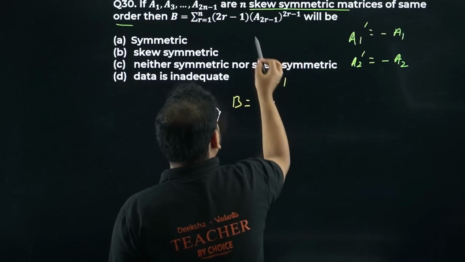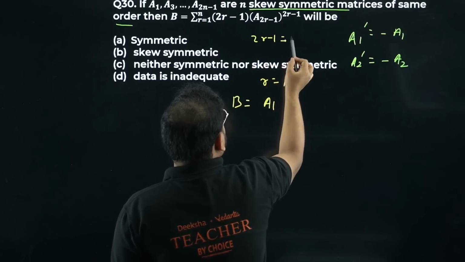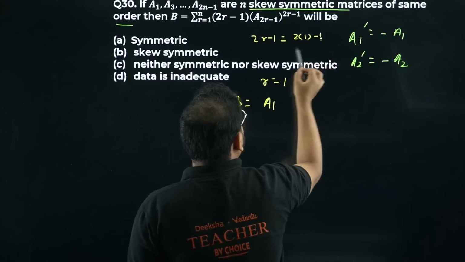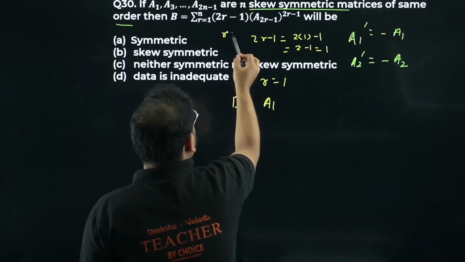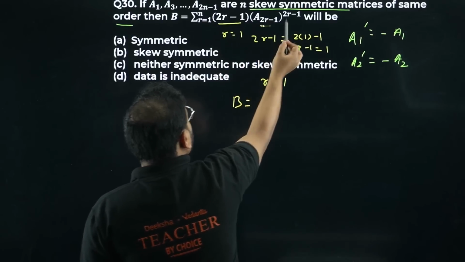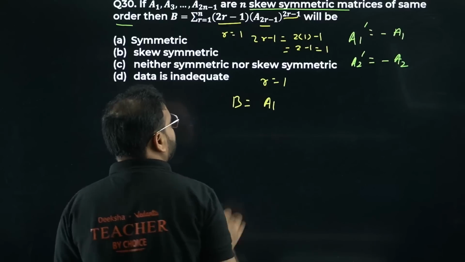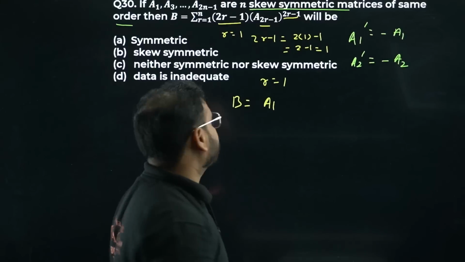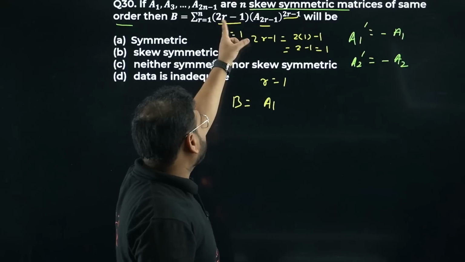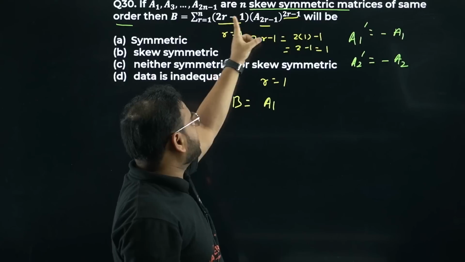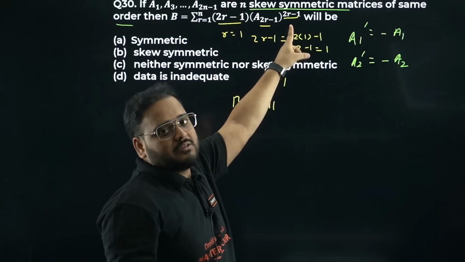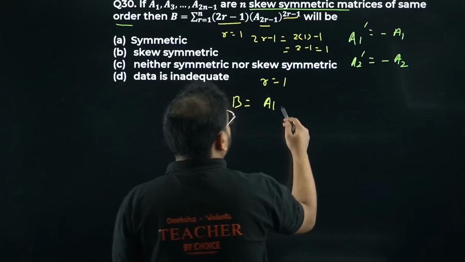A1 power, what is this? Please check here. 2R minus 1 will become 2 into 1 minus 1. So you'll have this as simply 2 minus 1. How much is that? 1. When R is equal to 1, this value 2R minus 1 will become 1 only, so you'll have this as A1. I'll repeat myself. When you put R as 1, 2R minus 1 will become 1. Wherever you have this value, it will become 1. So 1 into A1 power 1. Simply A1.